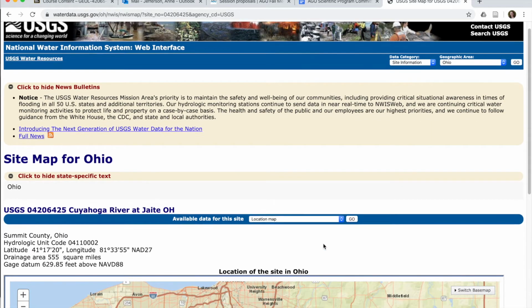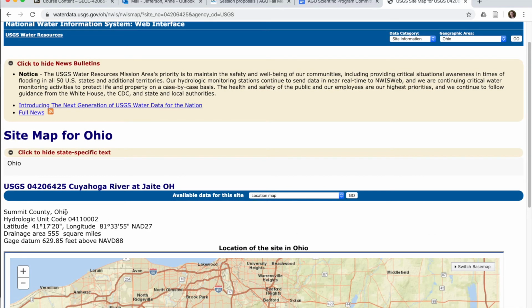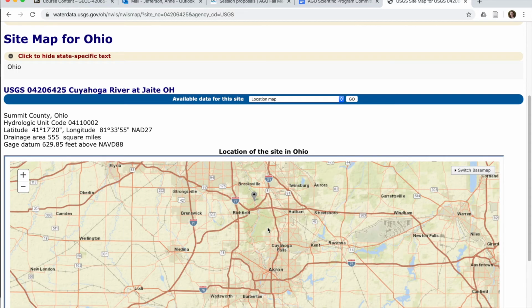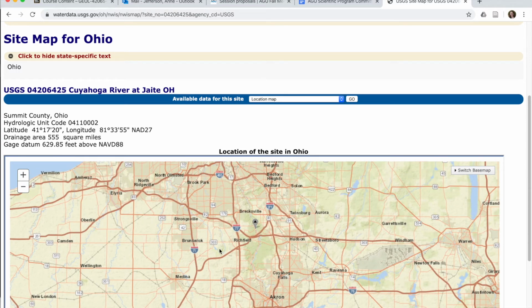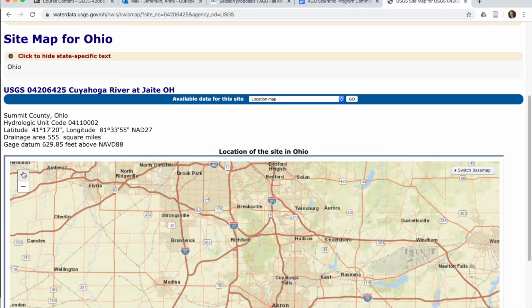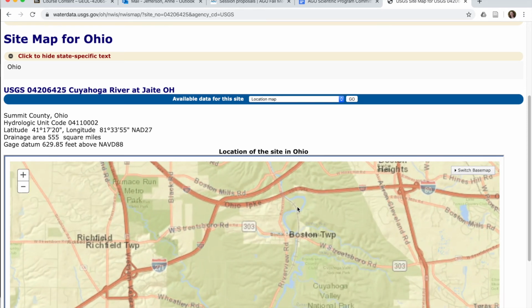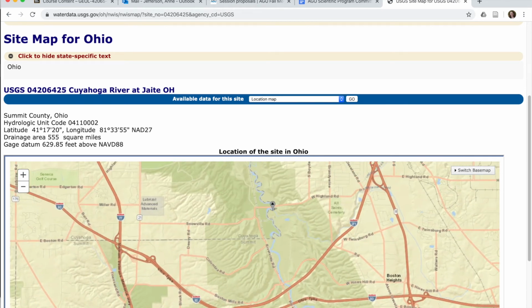Okay, so we are in Ohio on the Cuyahoga River. We're in Summit County. We can get the latitude, the longitude, the drainage area. Gauge datum is the elevation. Notice those are both in English units. And we can get a map here and we can see what is going on. So JATE is north of the turnpike. And if we zoom in, we can see where it is.